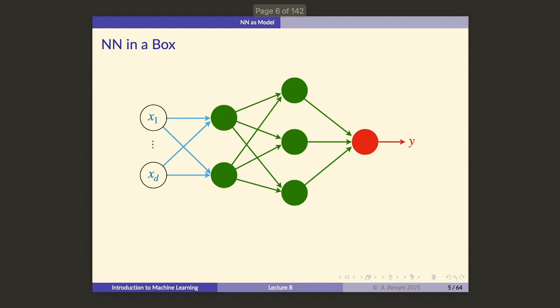So, any question from previous session? Everybody's cool with neural networks, right?